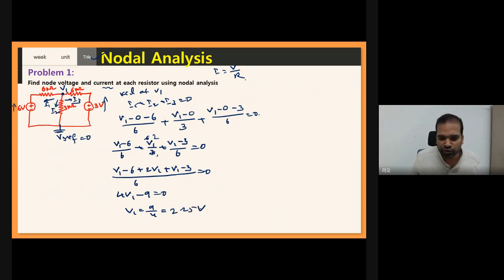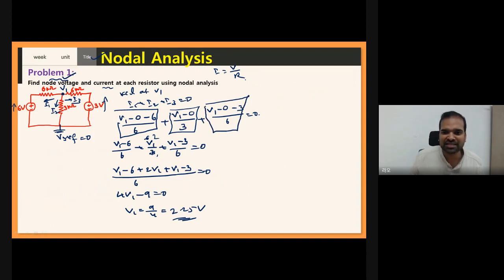So this 2.25 is the voltage V1 that you consider. V1 equals 2.25 volts. Now the first thing is completed. You found the node voltage by using nodal analysis, and now you need to find the currents I1, I2, I3. So this is the formula for I1. And the formula for I2 is V1 minus 0 by 3. And I3 is V1 minus 0 minus minus 3 by 6.